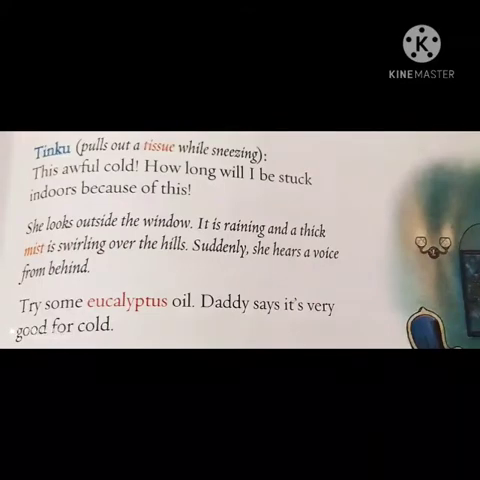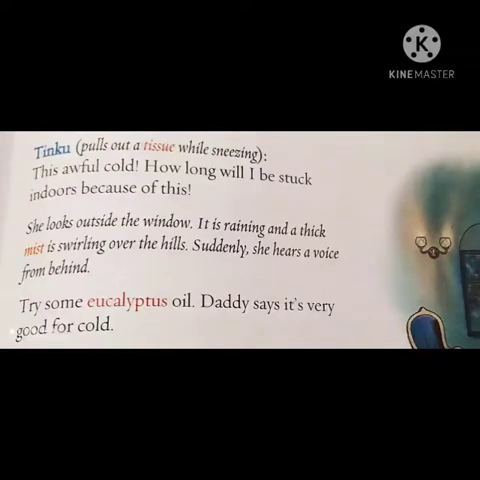Now what happened? The girl Tinku pulls a tissue. Why? Because she was sneezing. What is a tissue? It's a paper used as a handkerchief that can be thrown away after one use. Why was she using a tissue? Because she had a bad cold and she was sneezing.